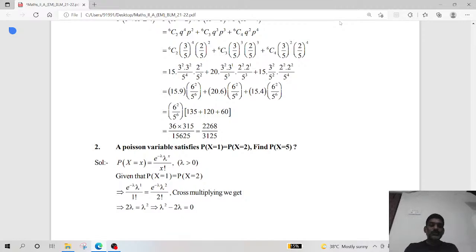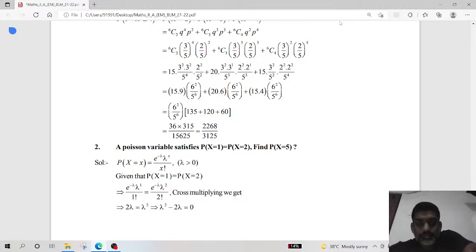And for x equals 2, e power minus lambda into lambda power 2 whole divided by 2 factorial. These two must be the same. E power minus lambda gets cancelled. Lambda power 1 and lambda power 2 will become lambda, and 1 factorial and 2 factorial will become 2. So we are getting 2 lambda is equal to lambda squared. Lambda is either 0 or 2.